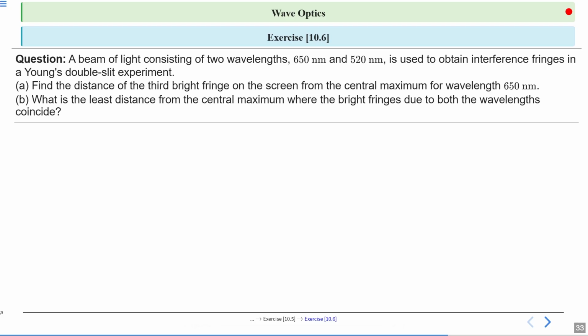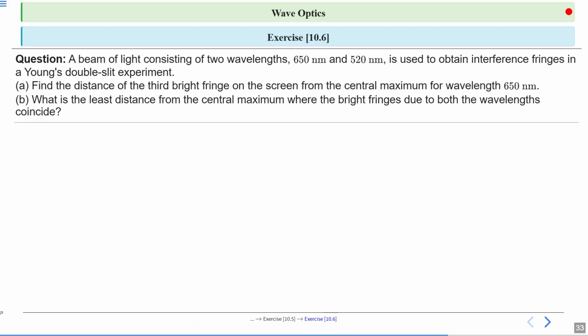Part B asks for the least distance from the central maximum where bright fringes due to both wavelengths coincide. This part tests our ability to find common positions for different wavelengths, which involves finding a common multiple of wavelengths. So there are two lights of wavelength 650 nanometer and 520 nanometer.